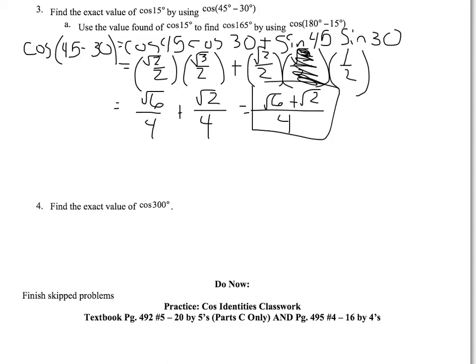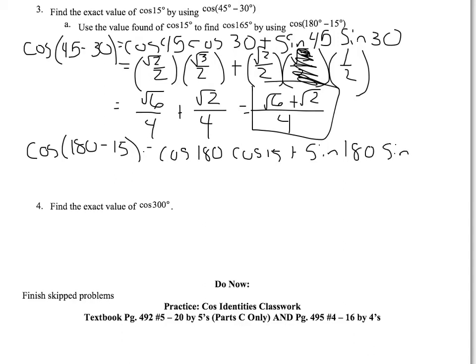It now says use the value you just found to find cos 165 using that difference formula instead. So cos 180 minus cos 15. So, same idea. It'll be cos 180, cos 15, plus sine 180, sine 15.